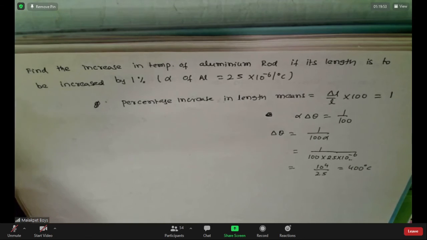Now, this is the only concept in this chapter. That's all. The remaining thing is applications. Okay, sir.